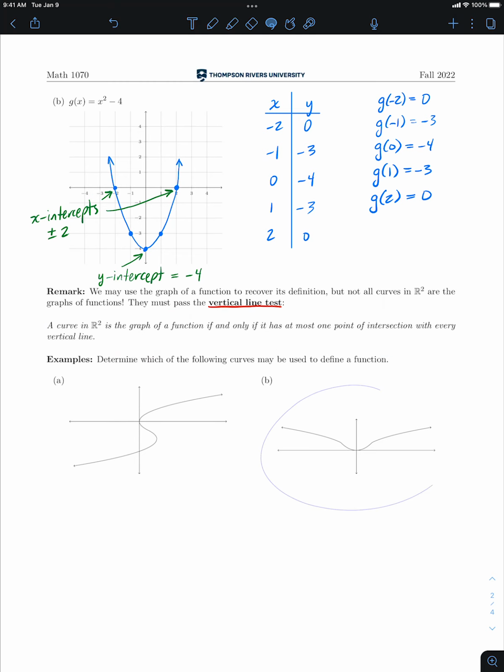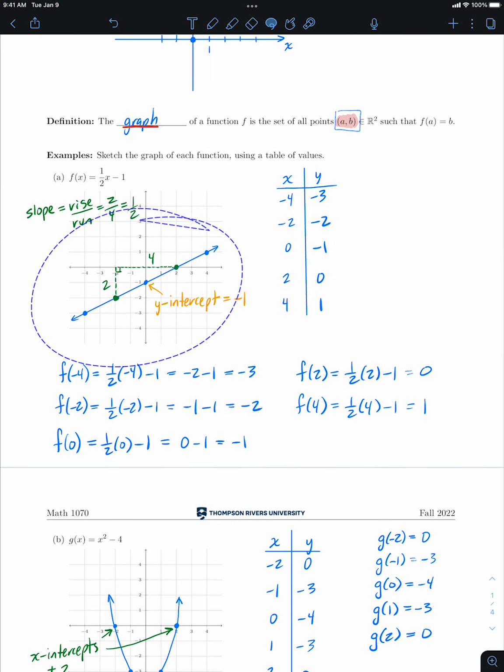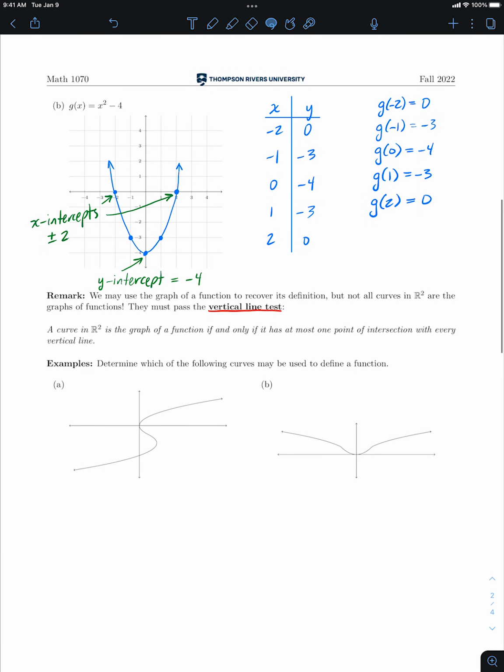Here's an example, and here's another example. Here's an example, and on our previous page, here was another example. That's technically a curve. It just happens to be a straight line as well. But a curve in the Cartesian plane is the graph of a function if and only if, here's the key part, here's where the vertical line test is really stated.